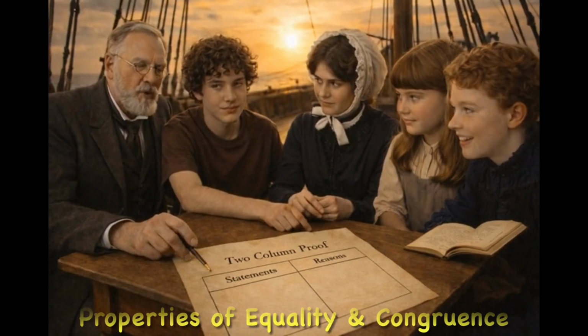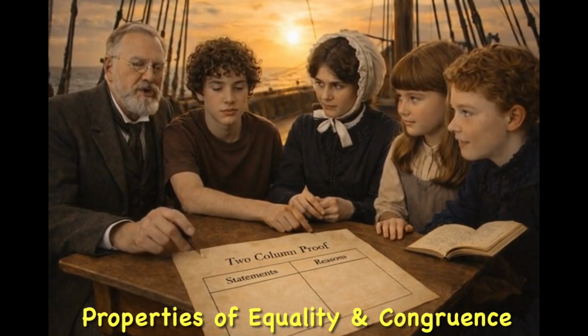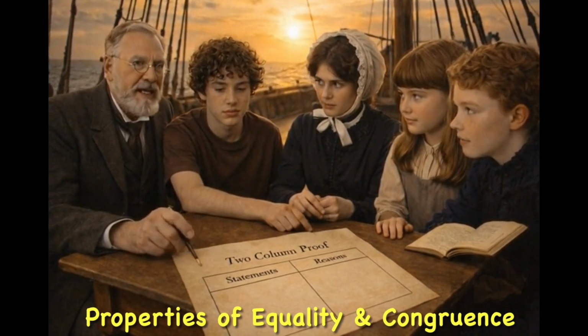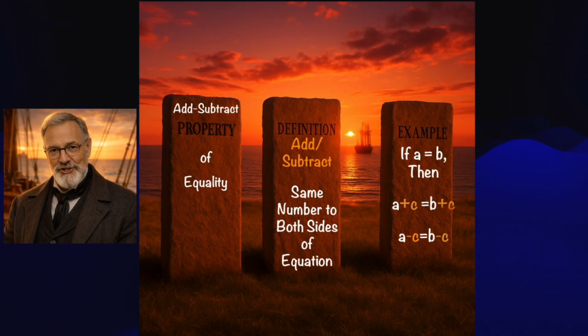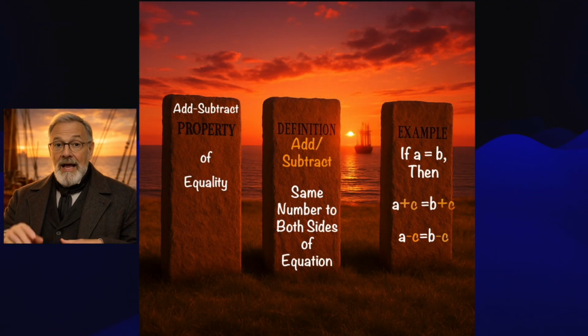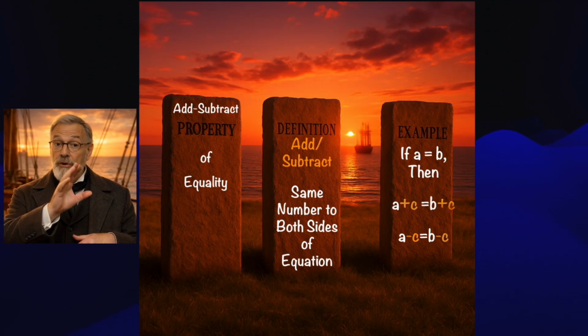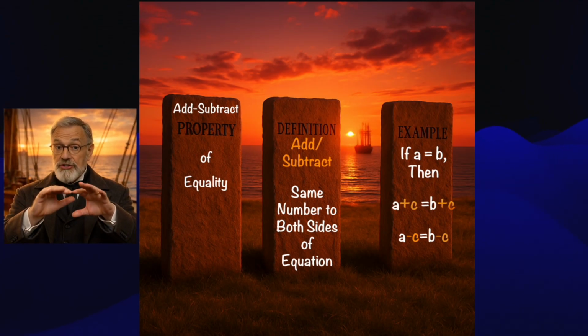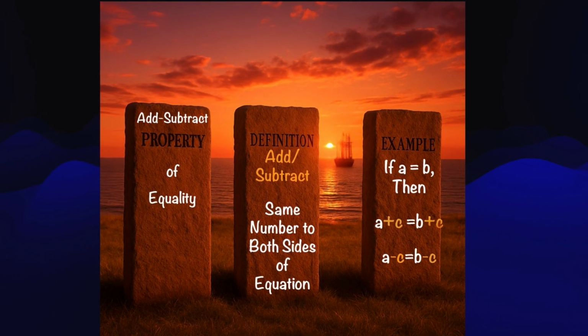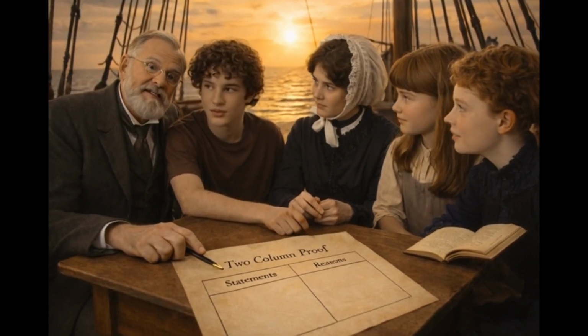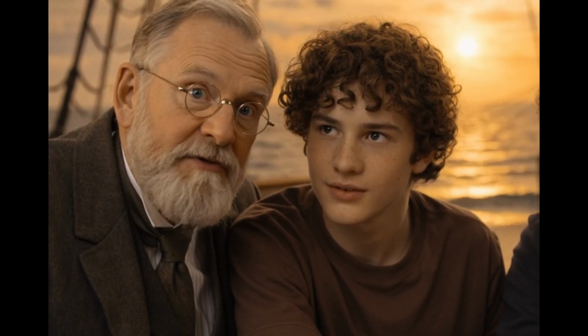Before we write proofs, we need rules. Mathematicians call them properties of equality and congruence. Let's start with the addition-subtraction property of equality. You can add or subtract any number to an equation as long as you do the same thing on both sides. The C keeps balance, Jaden. What is added to one side is reflected on the other.